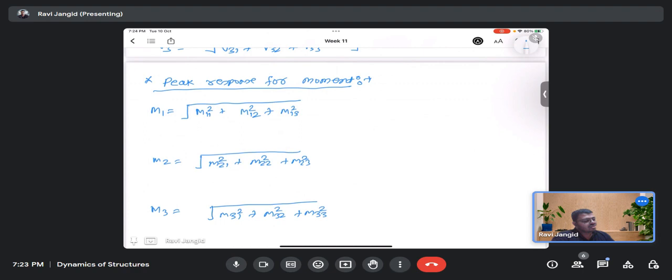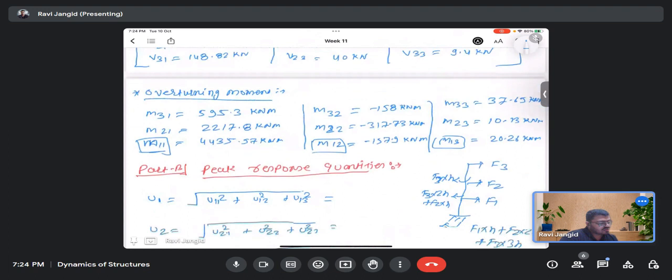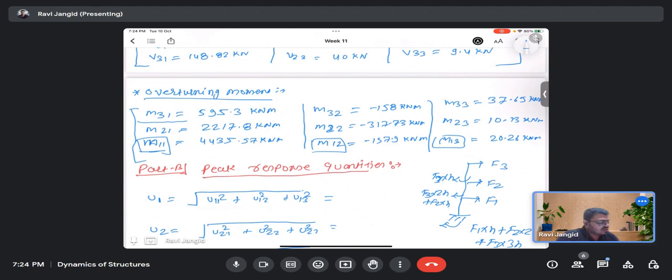We have all these values corresponding to this. So this is for the third story, this is for the second, and this is for the first. So using that, can you find out those maximum responses? Give a try. Using those moment values, find out the response. Anyone with the M1, M2, M3?